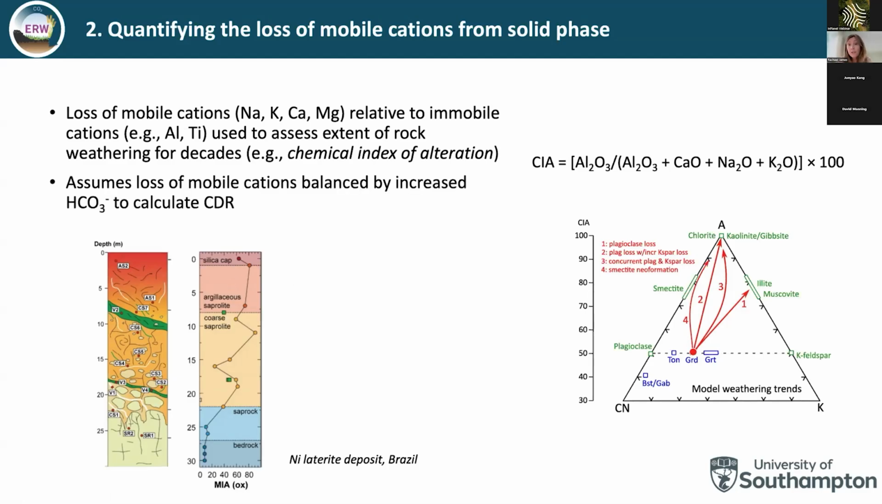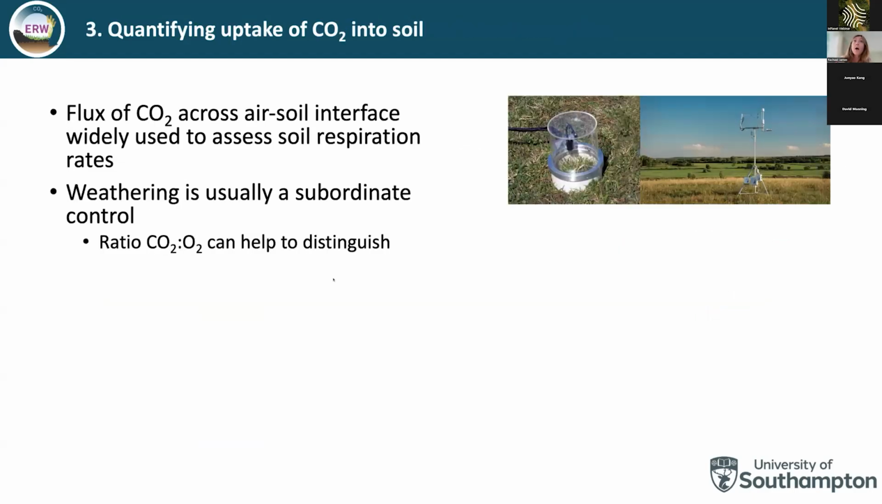And the question then is, how do we turn that into carbon dioxide removal? Well, we can do that if we assume that the loss of those mobile cations that we calculate in this way is balanced by an increase in hydrogen carbonate or alkalinity, and we can use that to calculate carbon dioxide removal. Okay, final technique, I talked about quantifying uptake of carbon dioxide into the soil.